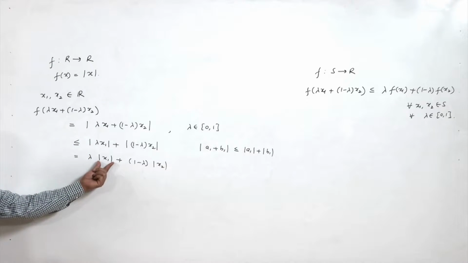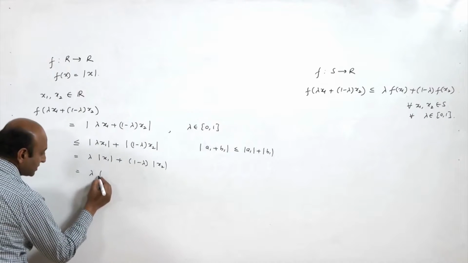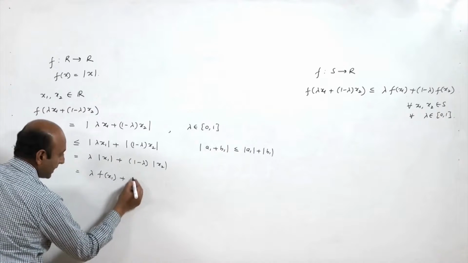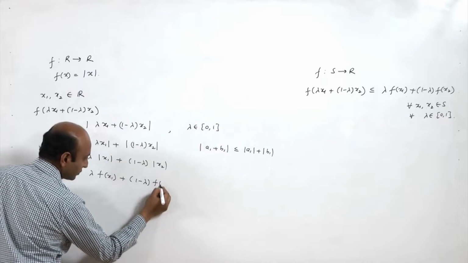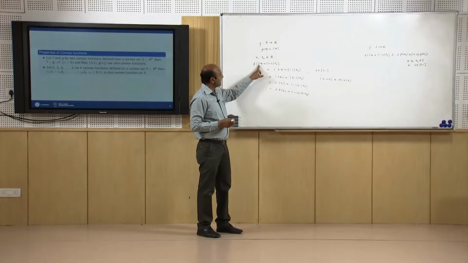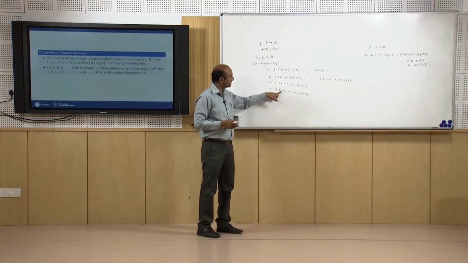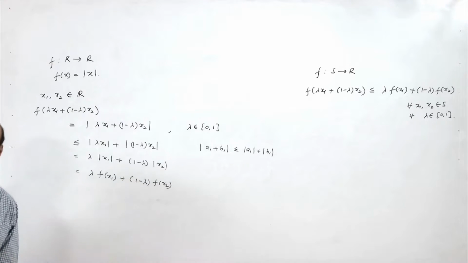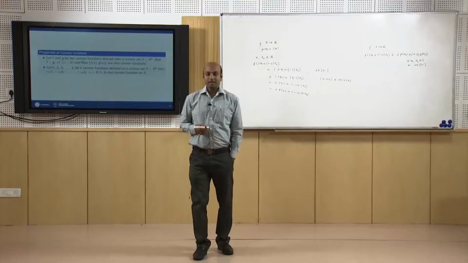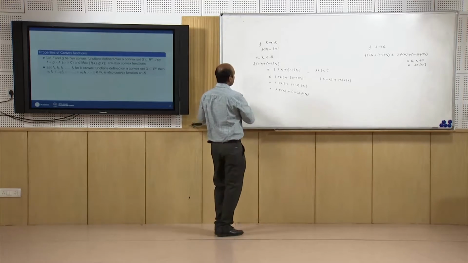Now, mod of x1 is nothing but f x1 and this is f x2. So, we have shown that f of lambda x1 plus 1 minus lambda x2 is less than or equal to lambda f x1 plus 1 minus lambda f x2. So, that is how we can show that mod x is a convex function. Let us see some more examples based on this.